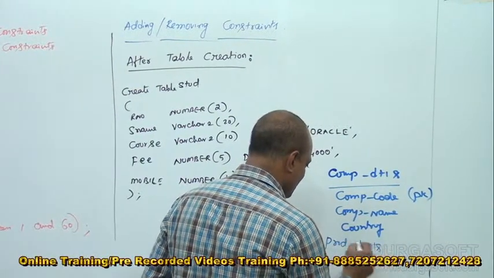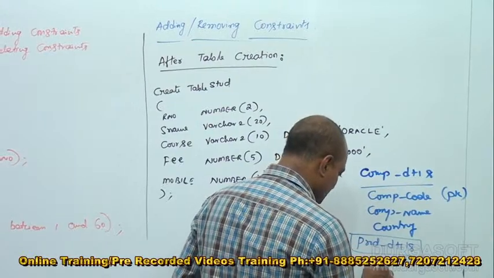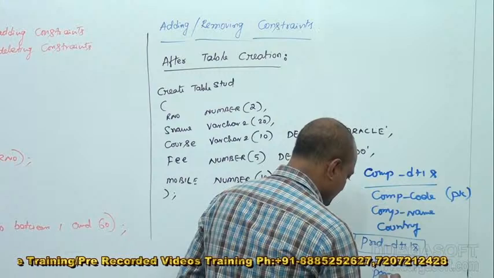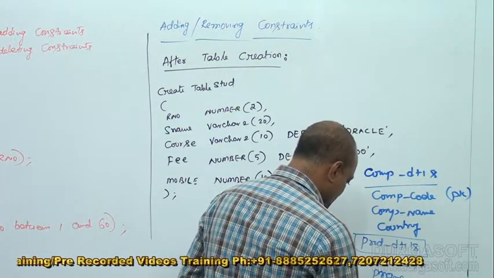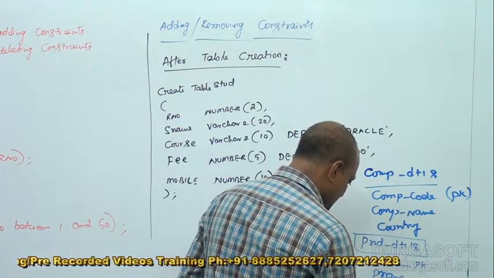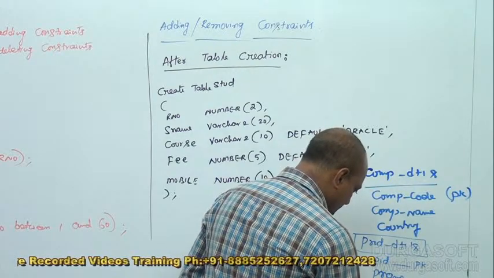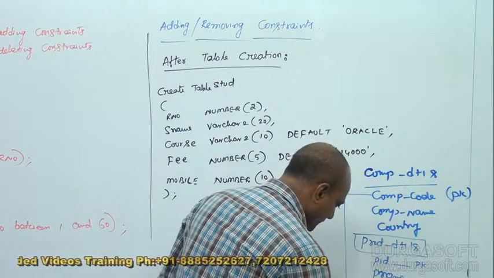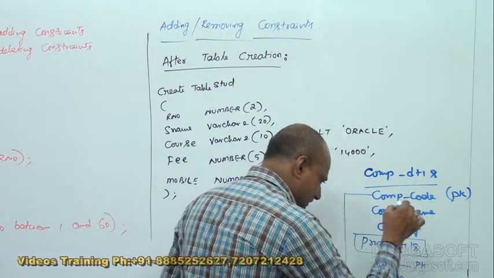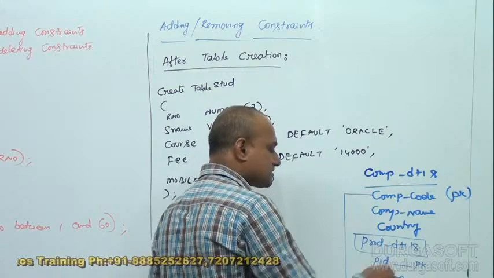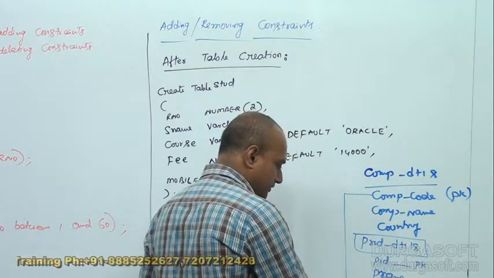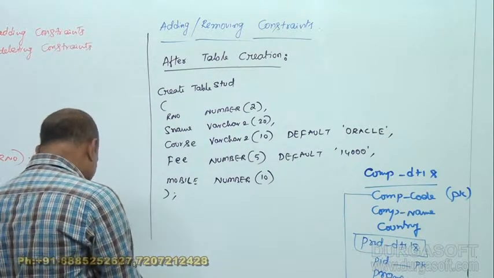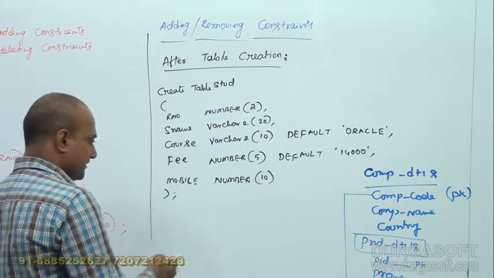Product details table. Here, product ID is the primary key, along with product name, product cost, manufacturing date, and warranty. Along with these columns, I am maintaining company code in this table. The company code column is already included in the product details table creation, but I want to define a foreign key constraint on company code. So after table creation, how can I add a foreign key constraint?